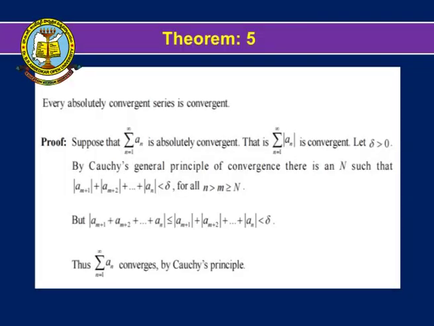Now I am going to prove that if the sigma n equal to 1 to infinity a_n is absolutely convergent, so sigma n equal to 1 to infinity mod a_n is also convergent. Now I am going to check, for every delta greater than 0, the Cauchy general principle of convergence: there exists capital N such that mod a_(n+1) plus mod a_(n+2) and so on, up to the last term mod a_m, is less than delta. Each term is less than delta, therefore the sum of all the terms is also less than delta. Therefore, by Theorem 2, directly we can conclude sigma n equal to 1 to infinity a_n is convergent by the Cauchy principle.